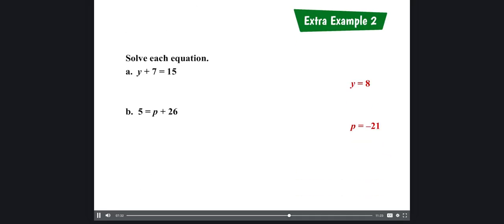The answer to problem A is y equals 8. The answer to problem B is p equals negative 21.